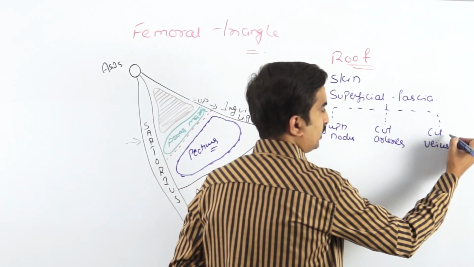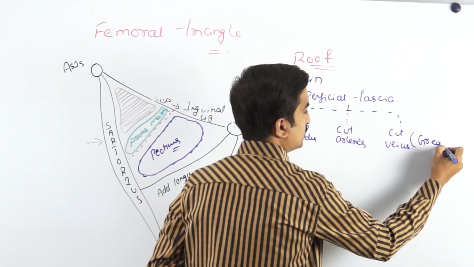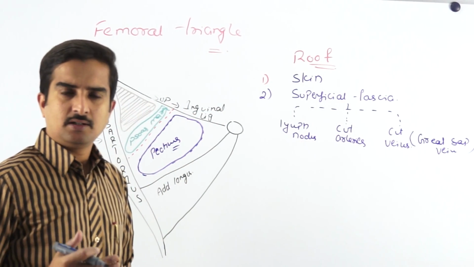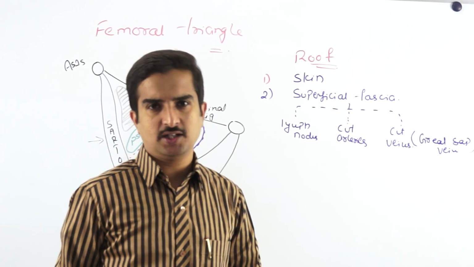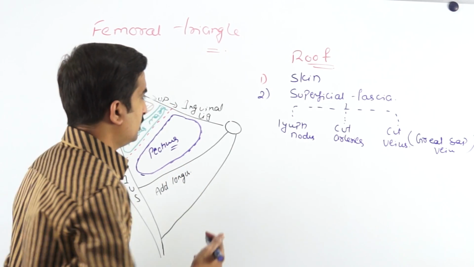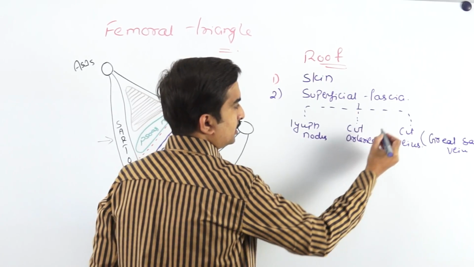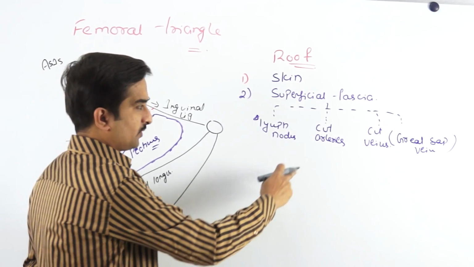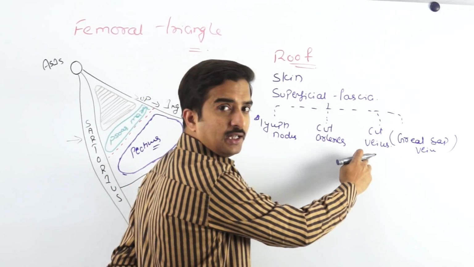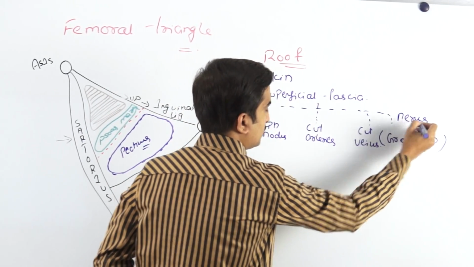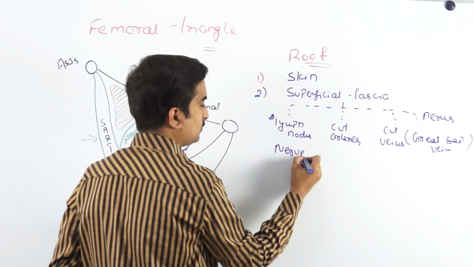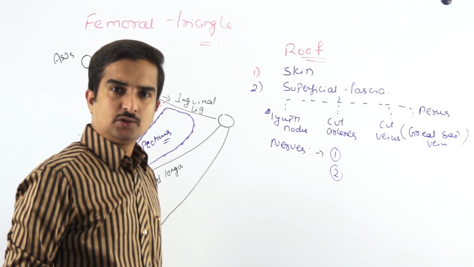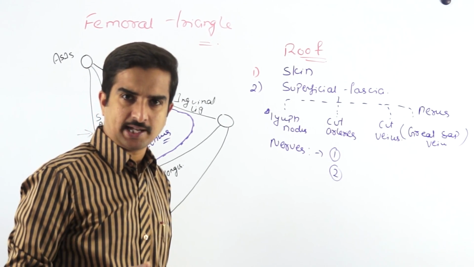So not only the cutaneous vein, the important vein is the great saphenous vein, or we can say the upper part of the great saphenous vein, which is mainly located at the superficial fascia covering the femoral triangle. And we have the cutaneous nerves also: lymph nodes, cutaneous arteries, cutaneous veins as well as nerves. So here I will write what the nerves are. Here we have two important nerves which are present at the superficial fascia covering the femoral triangle.